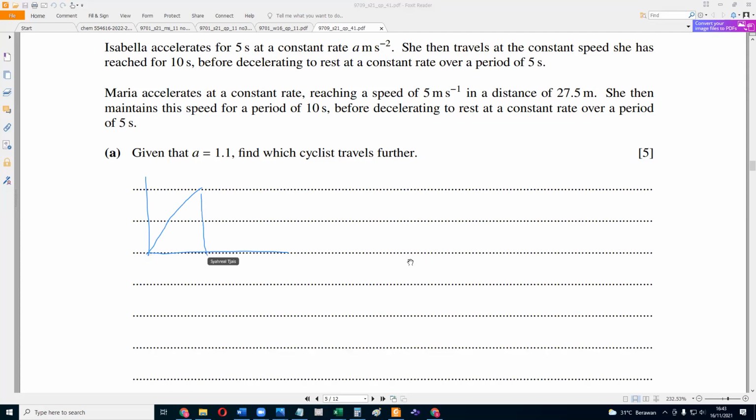So it's going to be for 5 seconds. If you know it is A, this is going to be 5.5 because A is 1.5, right? Then as we go for 10 seconds, the total is going to be 55 meters. After that, we are going to decelerate for 5 seconds. So this one here, 5.5 times 5 over 2, that is the area for this part.